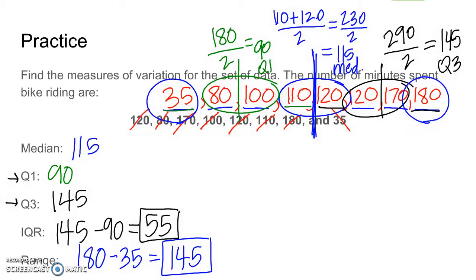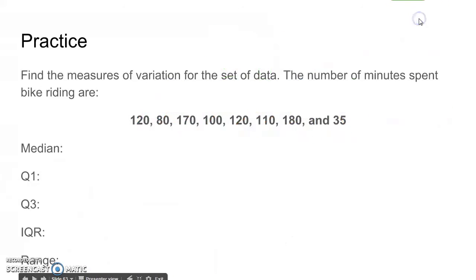Alright, so finding any of these measures of variability, just raise your hand and ask me if you have a question. We could also find the mean if we wanted to here by adding them all up and dividing by, how many numbers do we have? 8. Add them up and divide by 8 would give us the mean. I didn't put that on here, but that would be how to do that.